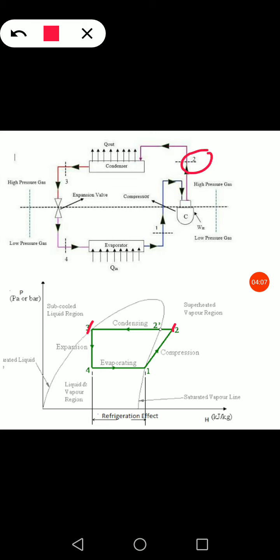Now once it enters into the condenser, in the condenser the superheated refrigerant that is at state 2 will get condensed into a saturated liquid at point 3. This process 2 to 3 is called the condensation process. This is also carried out at constant pressure.